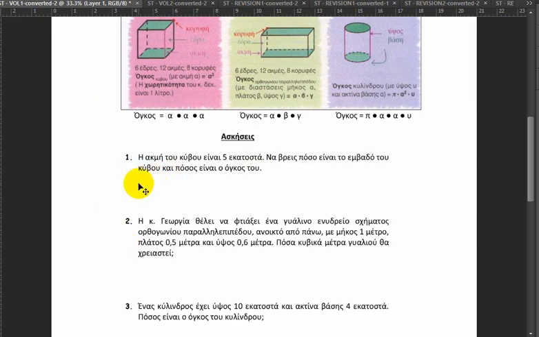that has sides of 5, edges of 5. And we want to find its area, so its surface basically, and its volume. To find its surface we're going to do 6 times the area of one of its faces, so 5 times 5, which means that we need to do 6 times 25, which makes 150. To find the volume, we need to multiply 3 edges, so 5 times 5 times 5, which makes 125.